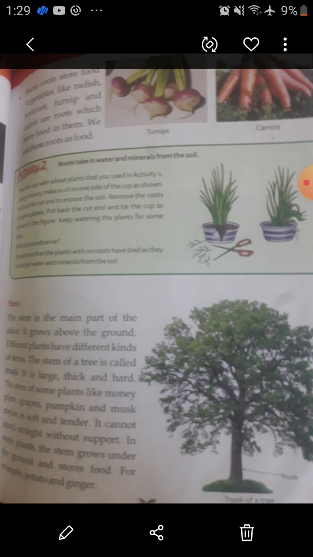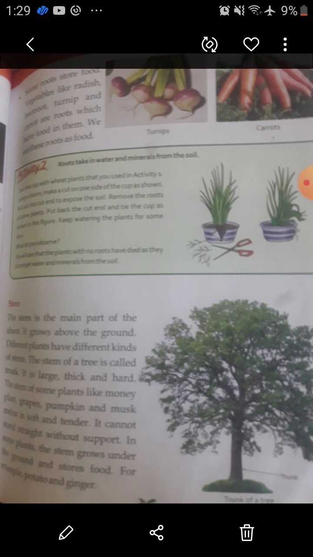The stem is the main part of the shoot. It grows above the ground. Different plants have different kinds of stems. The stem of trees is called trunk. It is large, thick, and hard. The stem of some plants like money plants, grapes, pumpkin and muskmelon is soft and tender. It cannot stand straight without support.